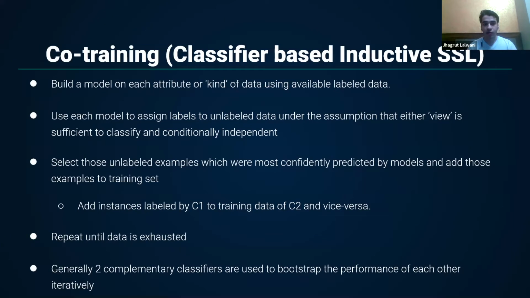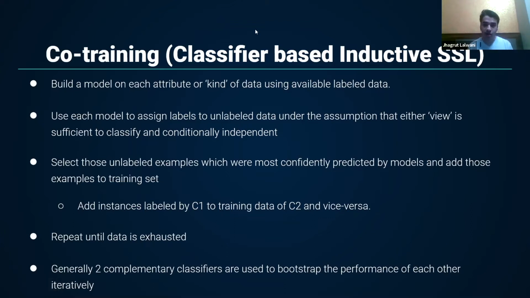But we can use multiple models based on each attribute or kind of data, which has its own perspective or view of the data. Now, we make two major assumptions here. One is that each view will be sufficient to classify all of the data, and each view is conditionally independent of the other views. That is, for example, if one view is classifying objects based on their color, the other view is classifying based on their size. Now, these two cannot be in any way interdependent. Hence, they're also known as conditionally independent.